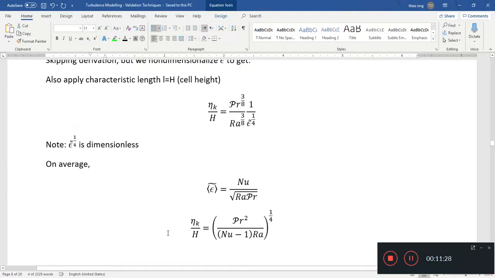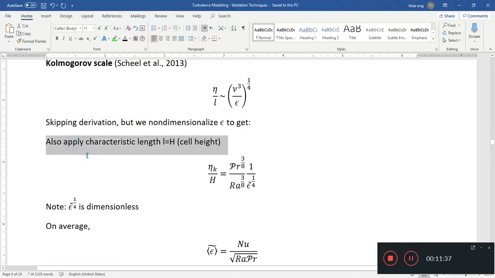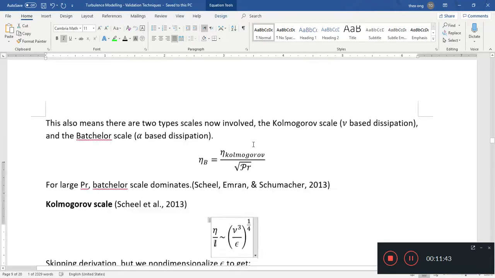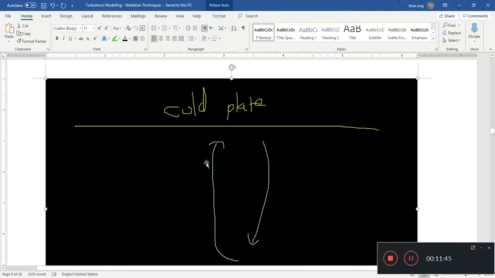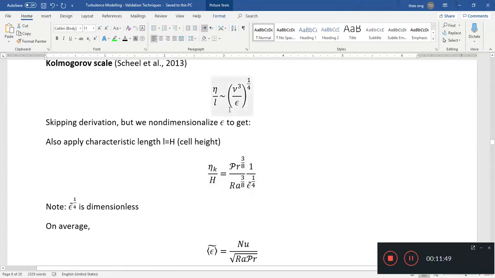So I'm just going to skip all of that. I'll just say that's the main physics behind it. And we say that, let's say the characteristic length is the length h, which is, for example, the cell height of this Rayleigh-Bénard cell. And after you non-dimensionalize this, you will get this correlation here with Prandtl number to the 3 over 8th and Rayleigh number to the 3 over 8th.